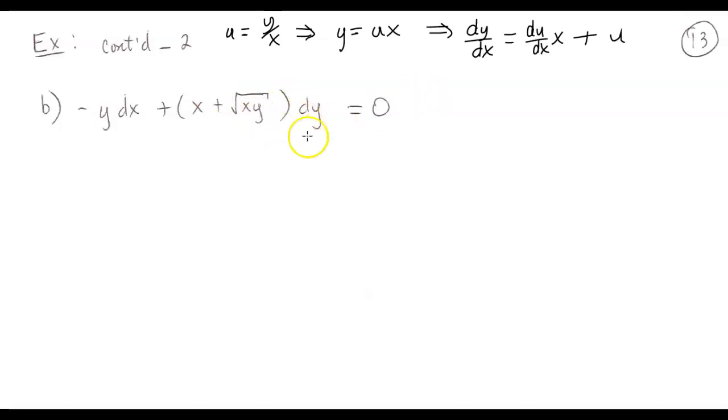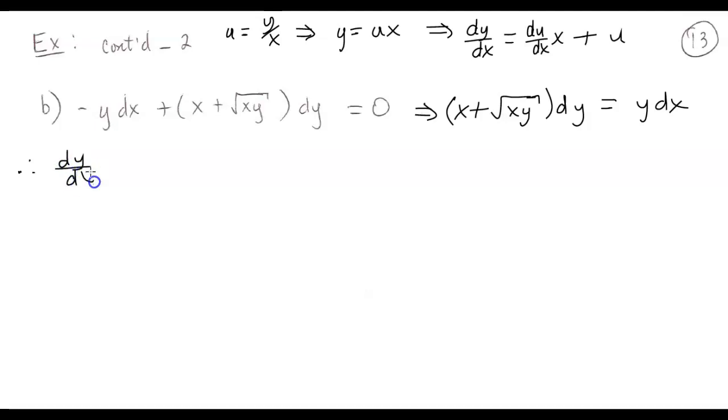And so now, knowing this, what we need to do is rearrange this particular equation so that we have dy over dx equals some function of both x and y. So if we do that here, we see that we're going to have x plus square root of xy dy is equal to y dx. And then from that, we'll have dy over dx equals y over x plus square root of xy. And so this is the form that we need to have it in.